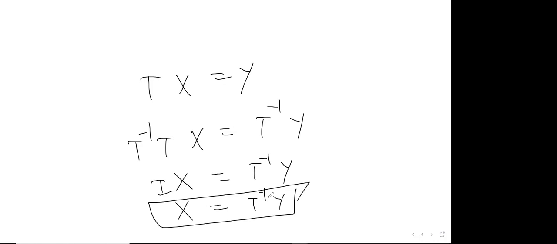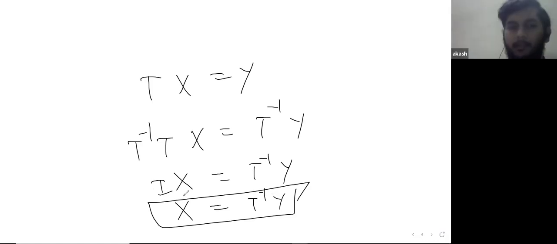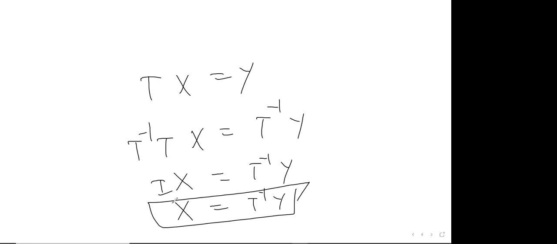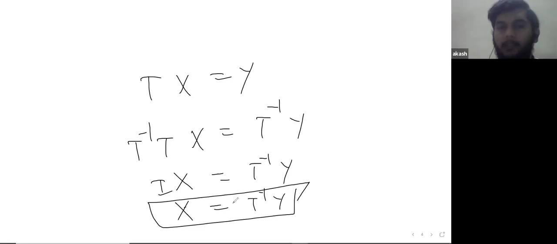What happened to the identity? Identity is 1, right? So identity into any matrix is that matrix. That is why it is called an identity matrix. If you multiply an identity matrix with any matrix, the answer is the same matrix. Clear? Okay. So this is the formula or equation you are going to use to find the answer.